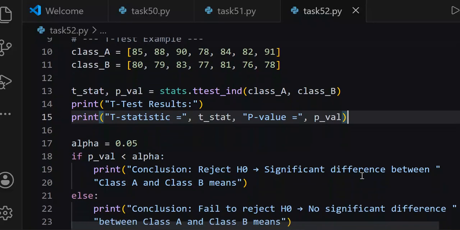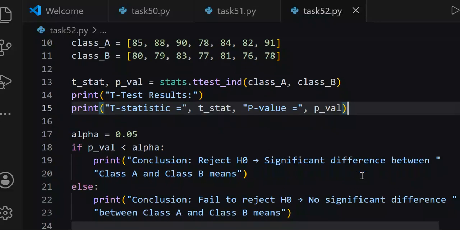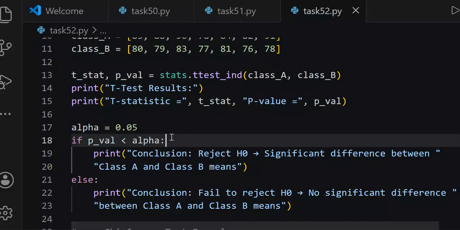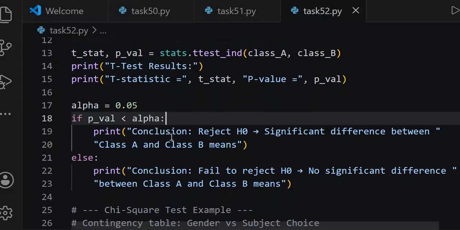Then for the decision making, we set alpha as 0.05, which sets the significance level at 5%, and then we use the if-else statement to compare them. If the p-value is less than alpha, that means 0.05, then we reject the null hypothesis, and the conclusion is that there is a significant difference between class A and class B means. Else we fail to reject the hypothesis, and the conclusion is no significant difference between class A and class B.